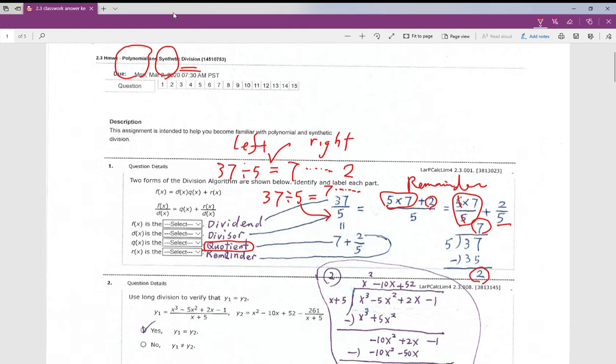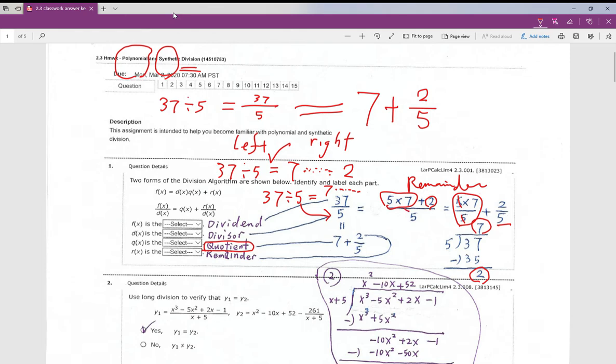So how can you make the left hand side equal to the right hand side? Basically we want to say 37 divided by 5 is the same as 37 over 5, a fraction. And if you really want to divide, here is 7. But you need to write down 2 over 5, not 2, because 7 plus 2 is 9, right? Because 37 is 5 times 7 plus 2.